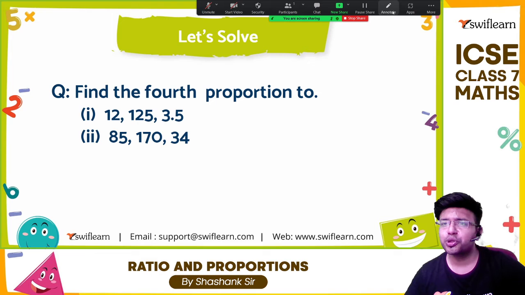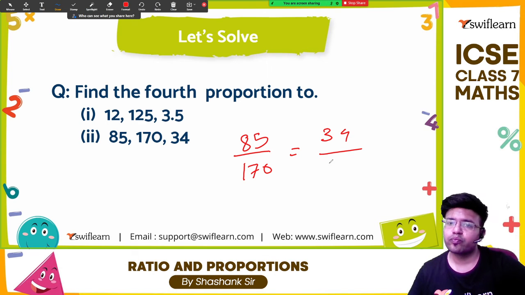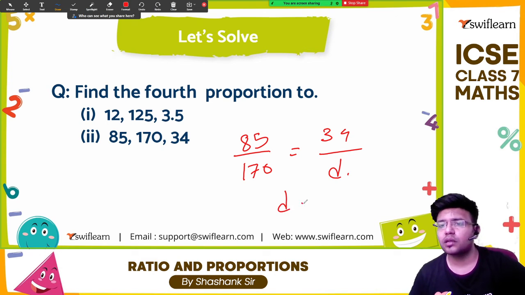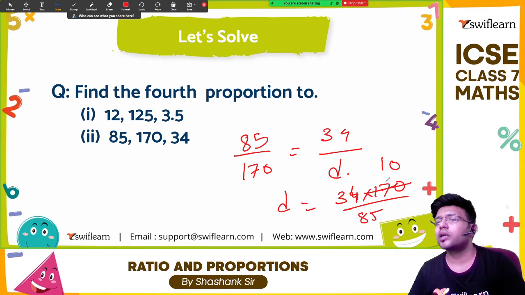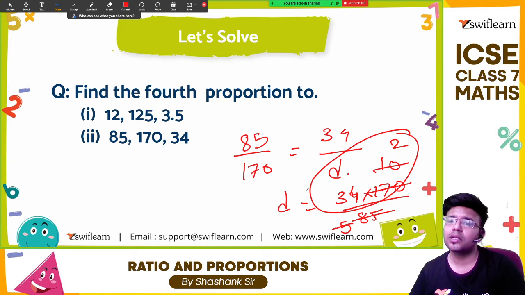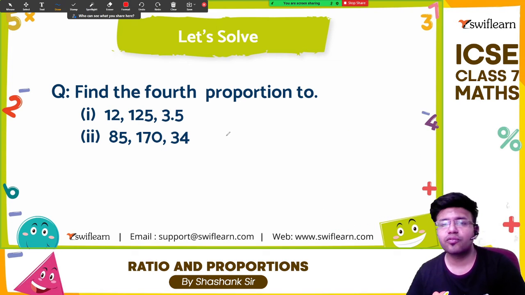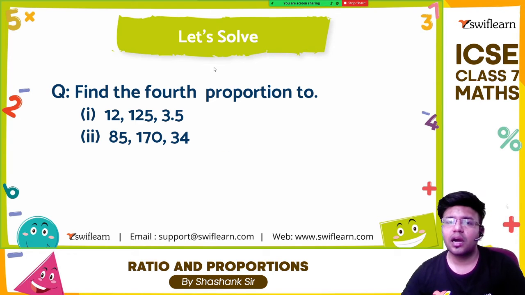Find the fourth proportion. Okay, so 85 by 170 is equal to 34 by D. D is equal to 34 into 170 by 85. Okay, so 17 tens are 170, 17 fives are 85. 5 ones are 5, 5 twos are 10. 34 times 2 is 68. So the proportion is 68. Yes, this is the answer.